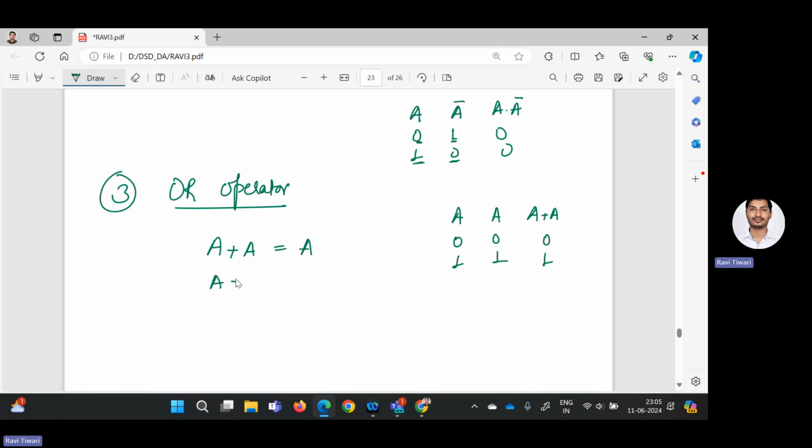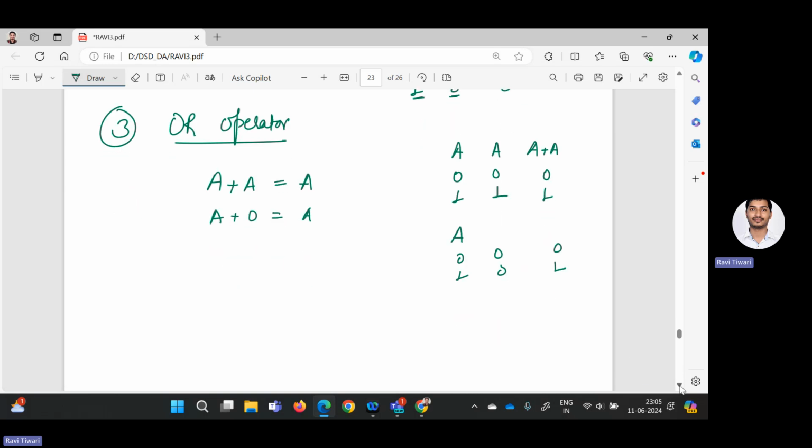If A plus 0, what will you get? A is 0 1, and you are adding 0 0. So you will get 0 1 only. That means again you are getting A. So if you are confused about some equation, you can solve it this way. That will be the better way to remember these equations. Okay, so for example, I want to do A plus 1. What will I get? A is 0 1.